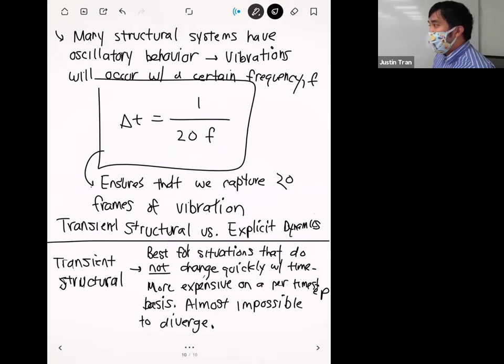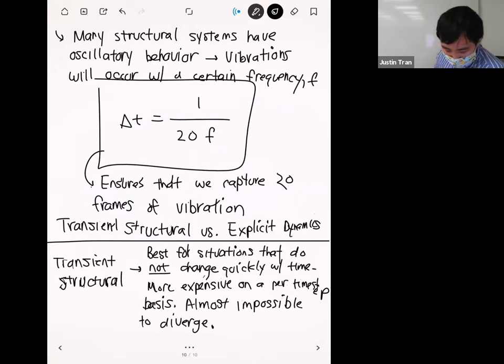And so because of the way transient structural is implemented, it's almost impossible for your solution to get those NANs, which is actually really, really nice, because that's one thing that I think will frustrate a lot of people at first when they're running dynamic simulations, that they get divergent solutions, they get unstable solutions. And so this feature of being able to almost always prevent that from happening is really nice. But it comes at a big cost because it is generally a lot more expensive.